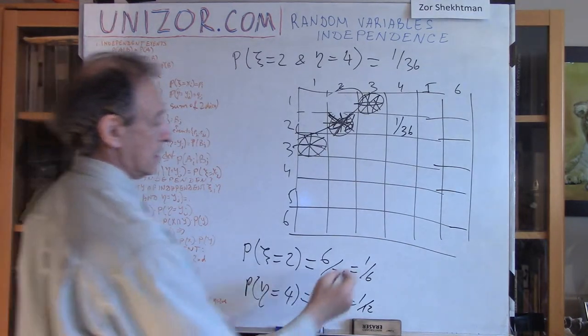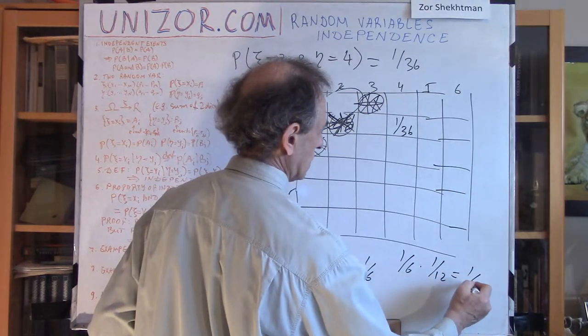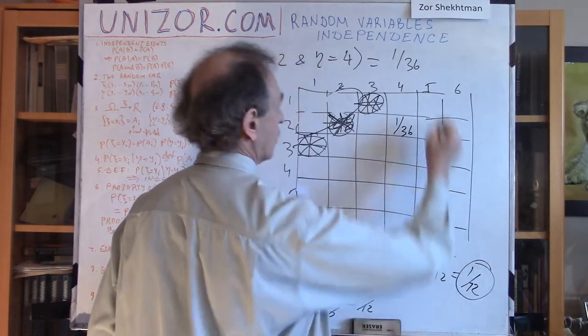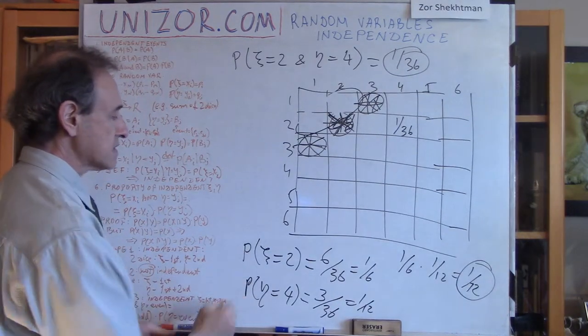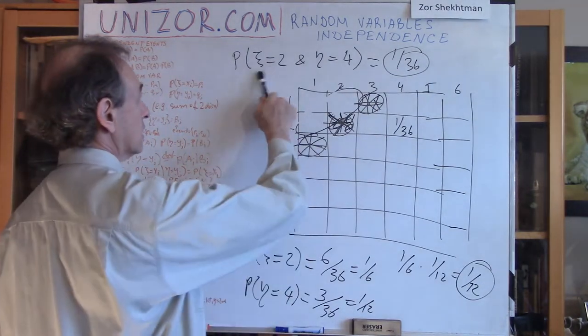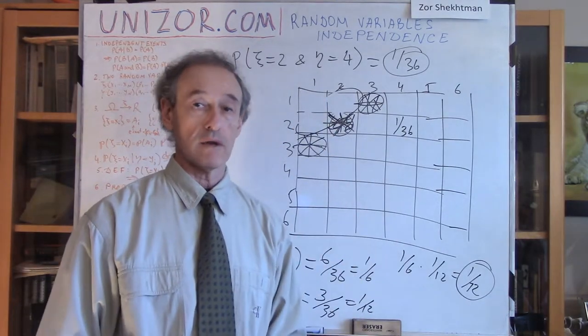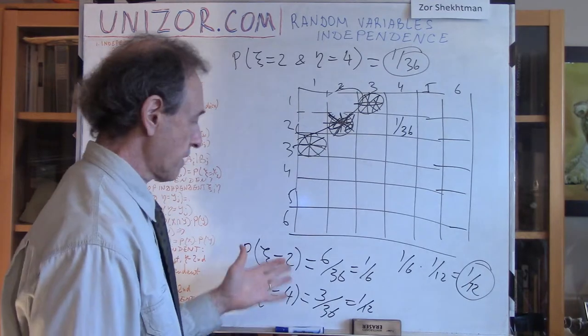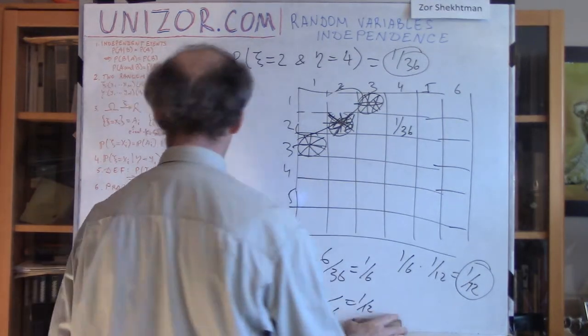And as you see, the product of this 1/6 times 1/12 is 1/72, not 1/36. They are not equal. So the product of these individual probabilities is not equal to the probability of their simultaneous occurrence, which proves that these are not independent variables. Right?